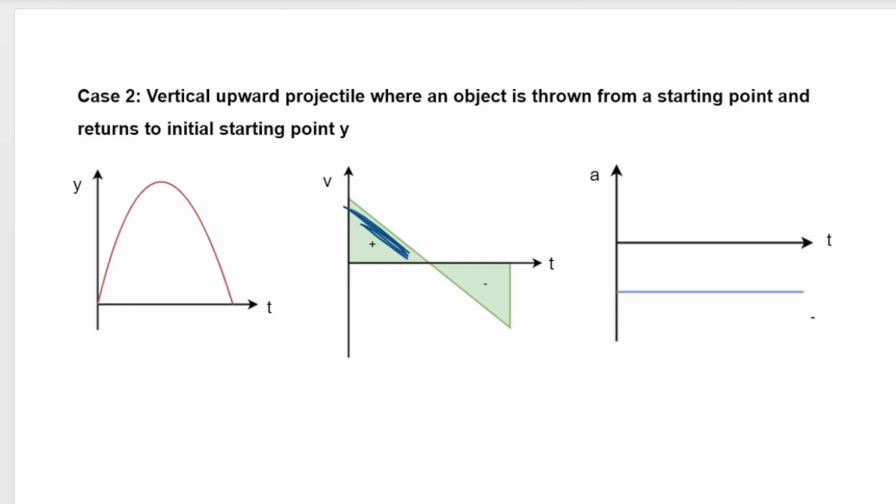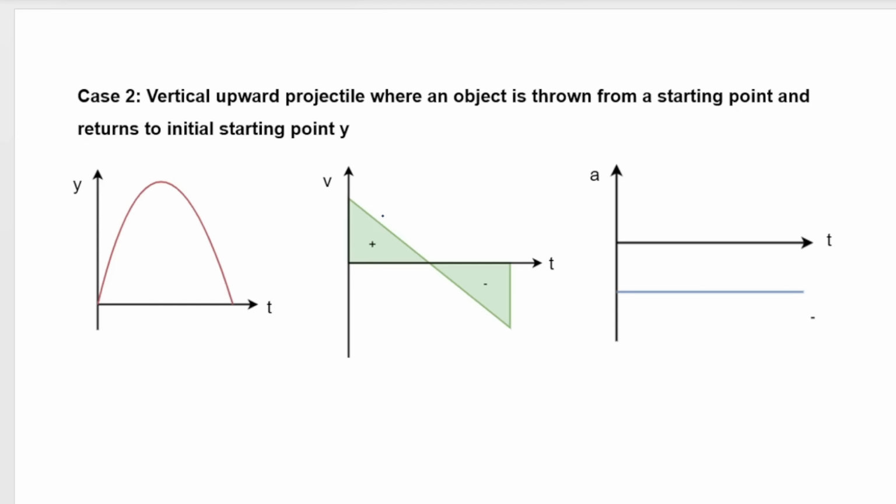So if I have to work out this area here, it'll tell me how far it traveled to reach its maximum height. If I have to work out this area over here, it'll tell me how far it traveled from its maximum height back down to the ground. All these graphs are connected. It's amazing.